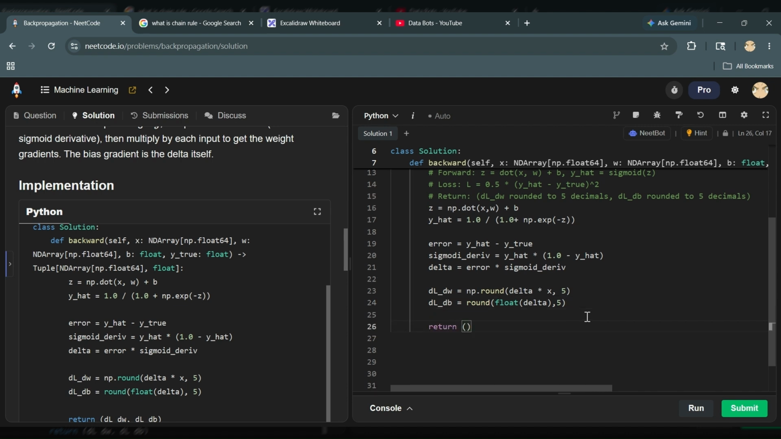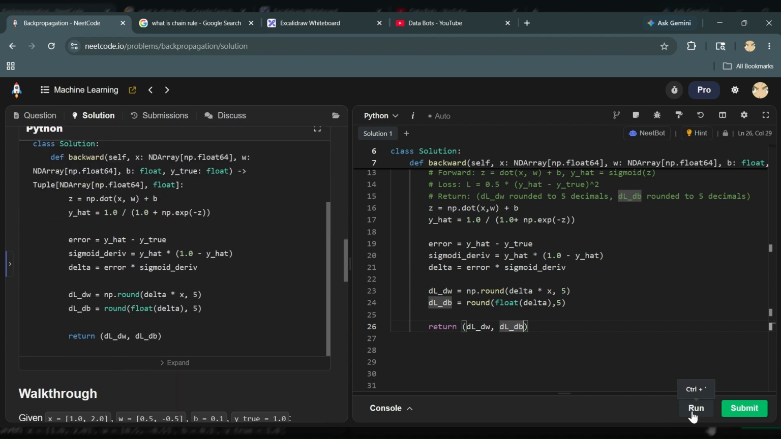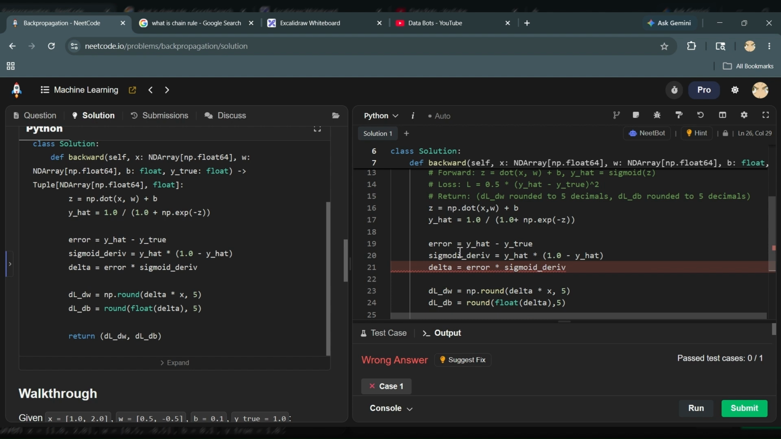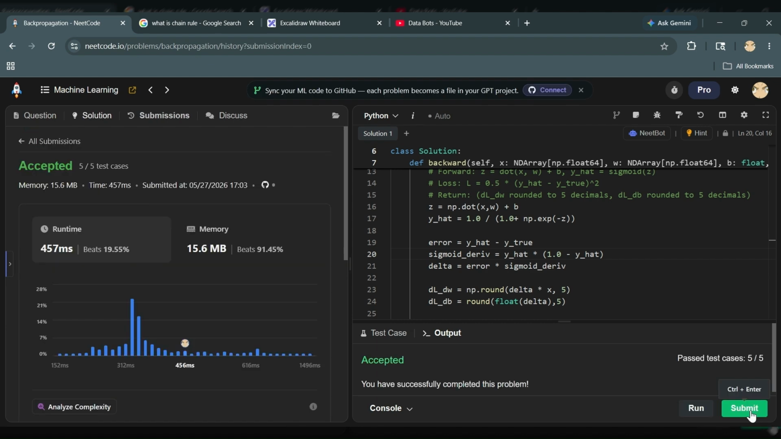In the end, we'll just return this dL dw, the values we got, and the bias value we got. In the end, we change the weights and bias by adding these values. So the weights will be updated and the bias will be updated in the end. And let's run this. I hope it gets submitted. There is a typo. Let me fix that. Yeah, it says sigmoid, and it is accepted. Let's submit this, and it is done.